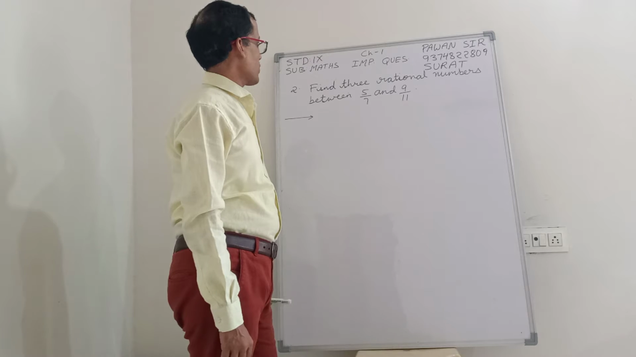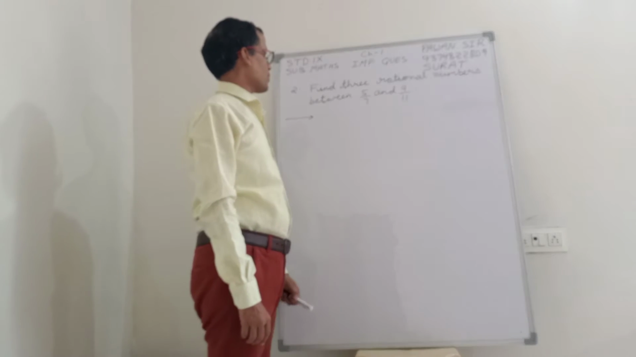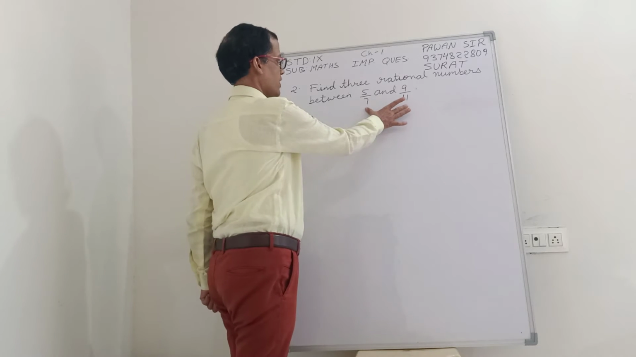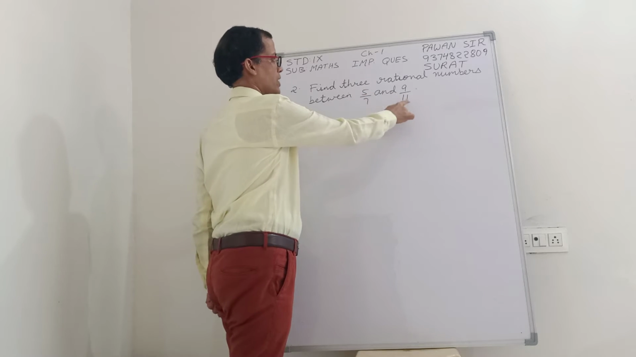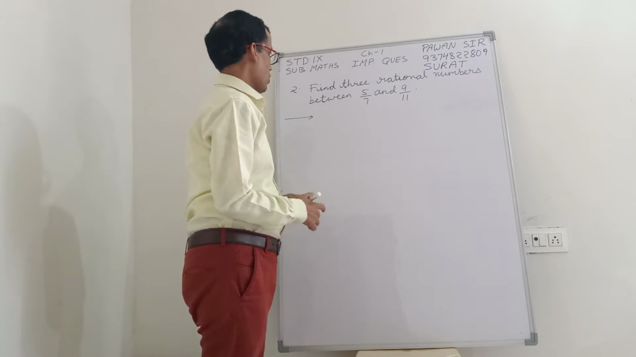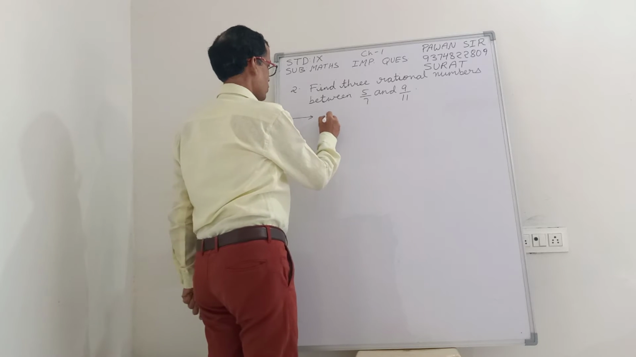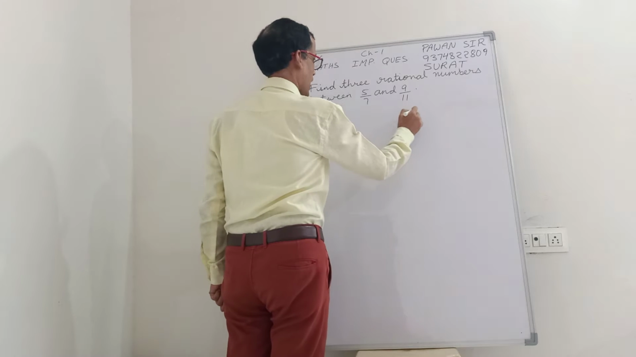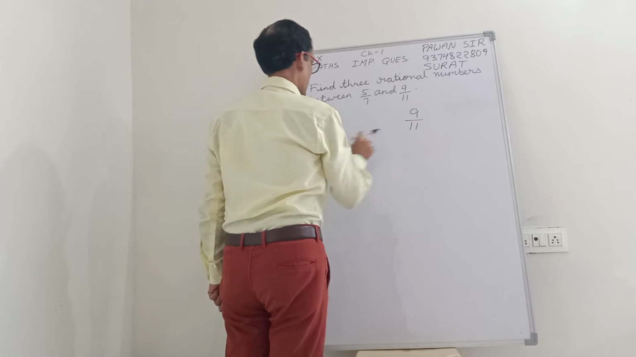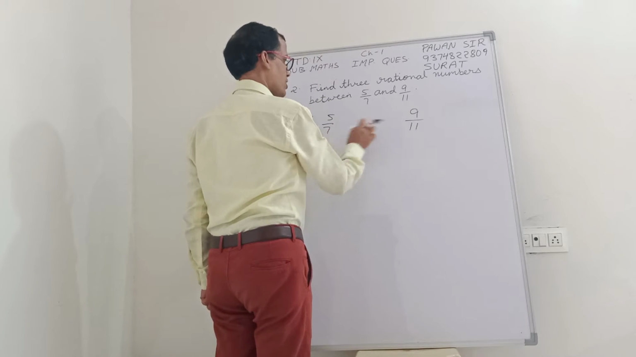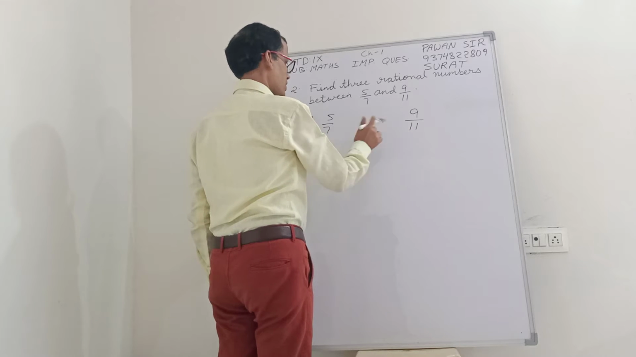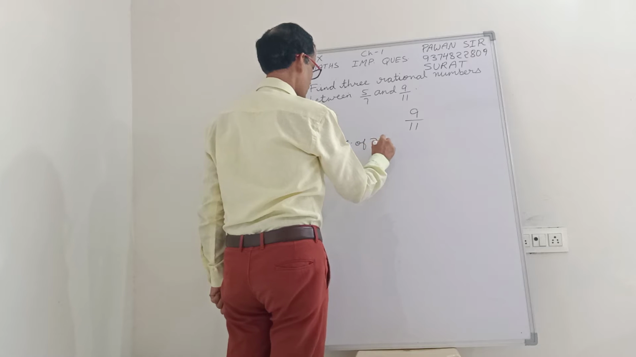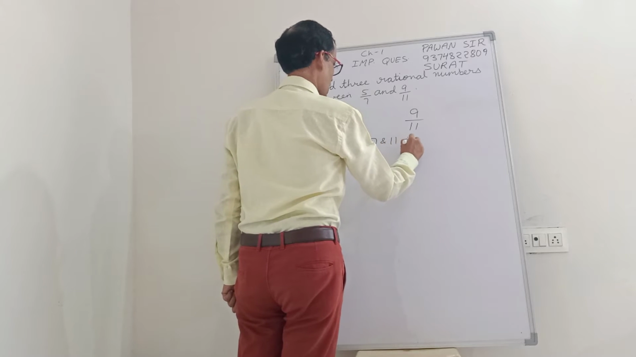Now in the second question, we have to find 3 rational numbers between 5 by 7 and 9 by 11. So first of all, what we have to do? This is 5 by 7 and this one is 9 by 11. We take the LCM of 7 and 11, it is 77.